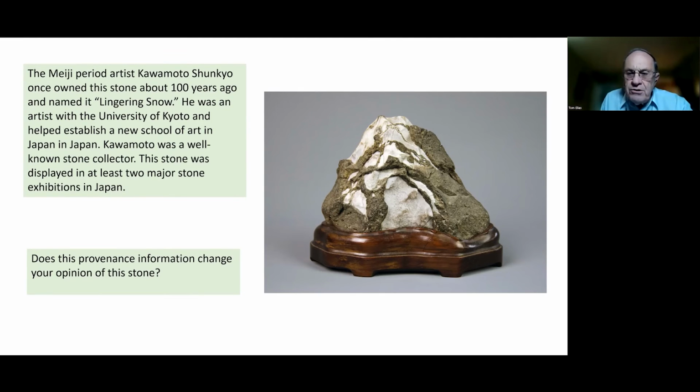Now, what if I tell you this stone was owned by a famous Japanese artist, Kawamoto, who owned it about 100 years ago? He was an artist and on the faculty at the University of Kyoto and helped establish a new school of art in Japan. And he was known for his stone collecting. Now, does the provenance information change your appreciation? Does it add to being an important stone or an outstanding stone, or does it detract?